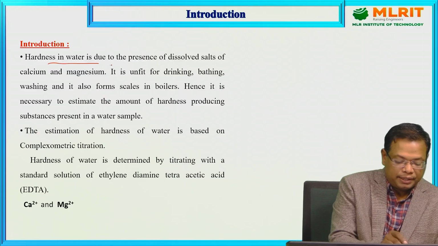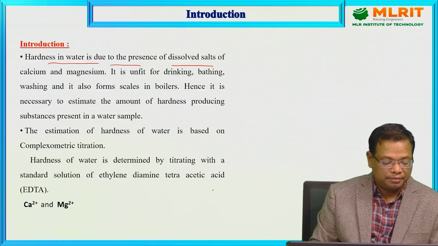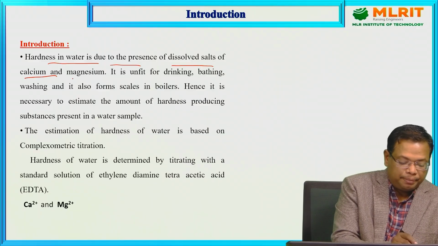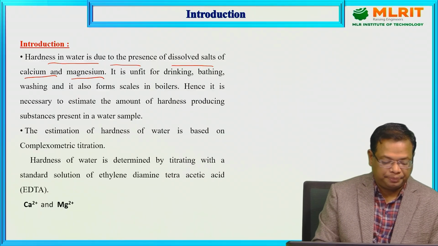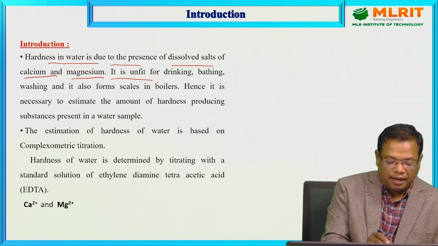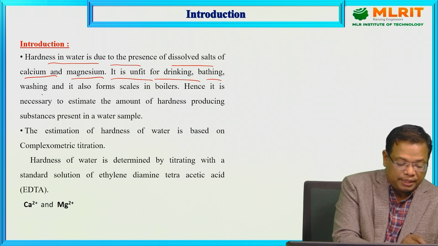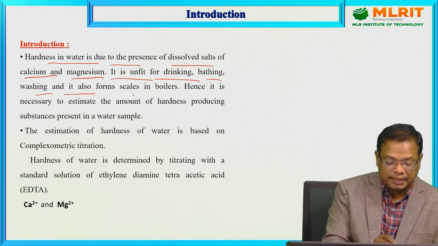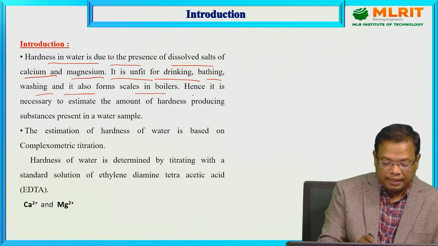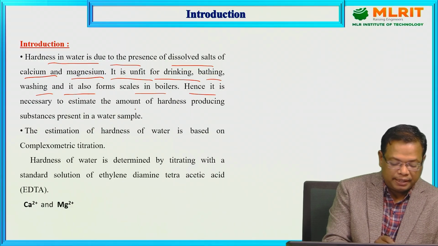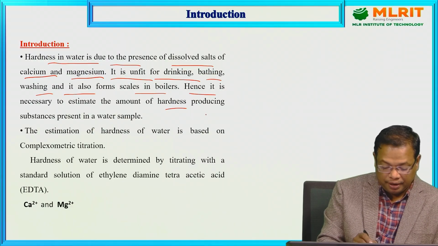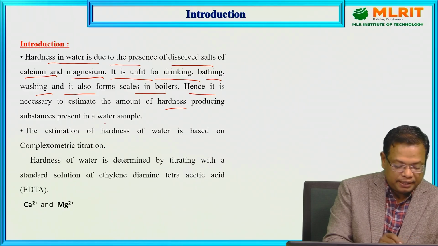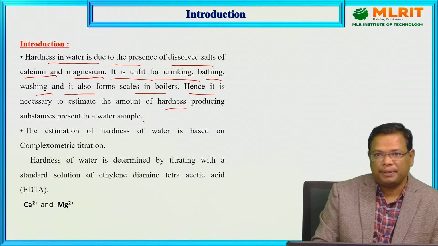Hardness in water is due to the presence of dissolved salts of calcium and magnesium. It is unfit for drinking, bathing, washing, and it also forms scales in boilers. Hence, it is necessary to estimate the amount of hardness producing substances present in a given water sample.